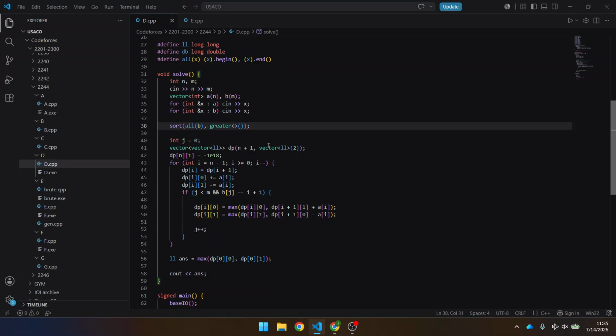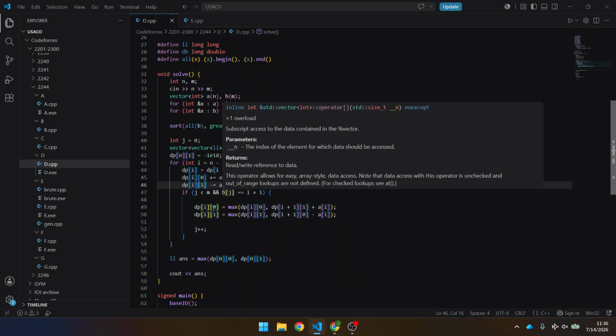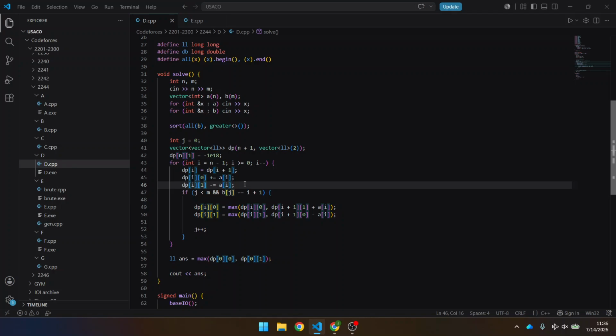So I have a DP over here, right? Currently DP n 0 is 0 and DP n 1 is negative infinity, because you can't reach DP n 1 at this point. So for every index in A from back to front, it's basically the previous, right? DP[i][0] += A[i], DP[i][1] -= A[i]. Those are just the operations. The 1 just means that the operation is in use already, so you have to negate the current value.